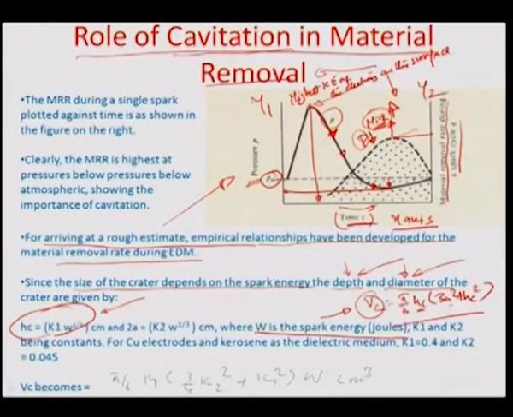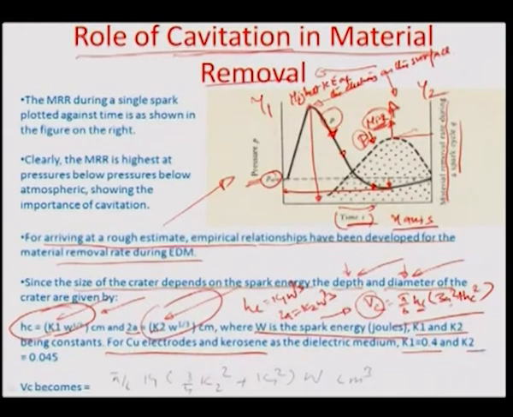Similarly, so is the case with the diameter. The only difference in this particular case is that the constants of proportionality are different, K1 in one case and K2 in the other. So Hc is equal to k1 W to the power 1 by 3 and 2a is equal to k2 W to the power 1 by 3, and these k1 and k2 are typically constant for a fixed set of electrodes and a fixed solution. Typically for copper electrodes and kerosene as dielectric medium, the k1 value is treated as 0.4 and k2 is 0.045.